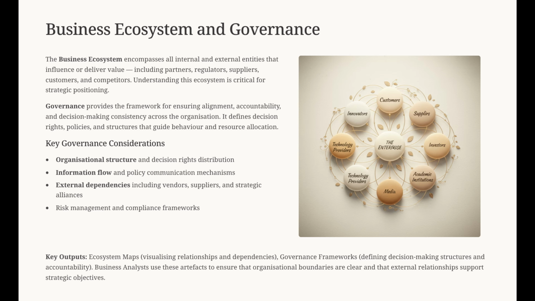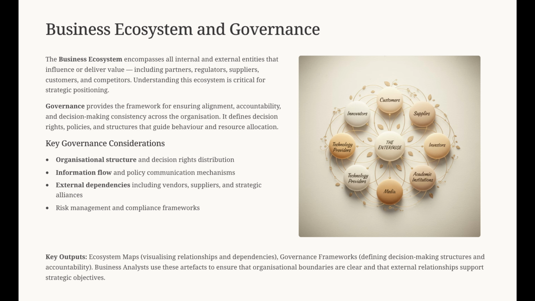Take a global airline, for instance. Its ecosystem includes airports, regulators, maintenance partners, travel agencies, and passengers. If governance isn't clearly defined, who decides on pricing, who handles delays, who manages compliance, chaos quickly follows. That's why governance provides the structure for decision-making and accountability.